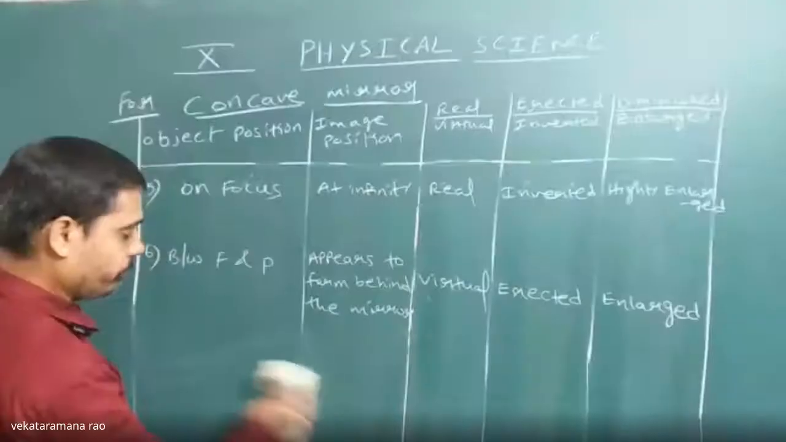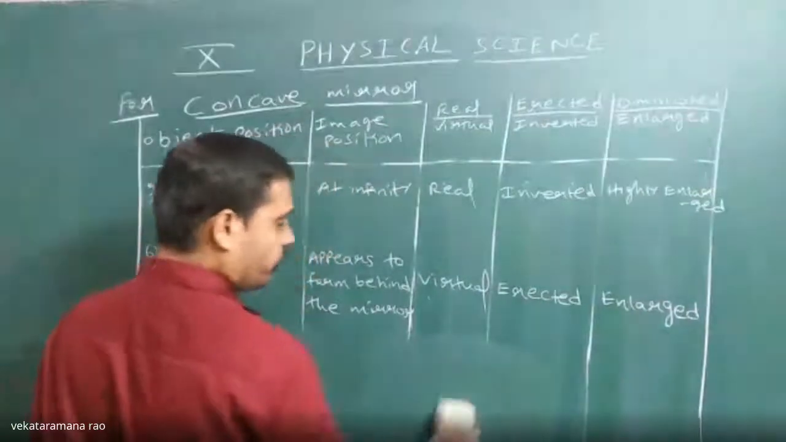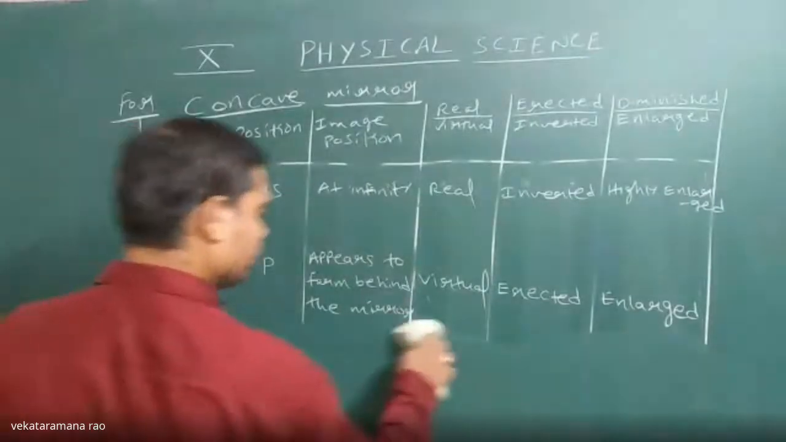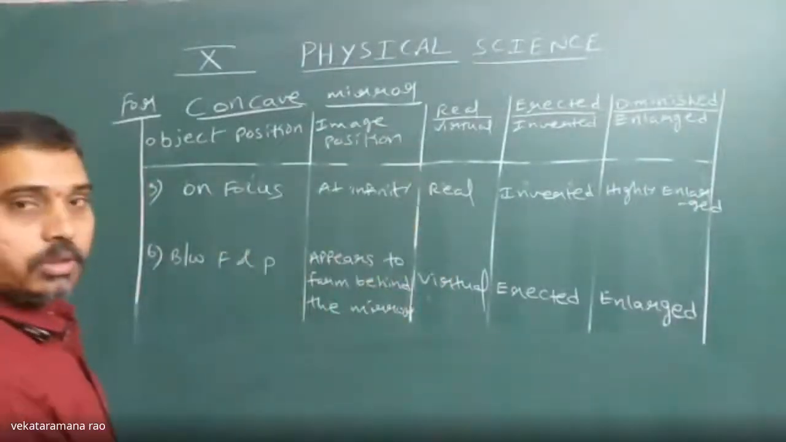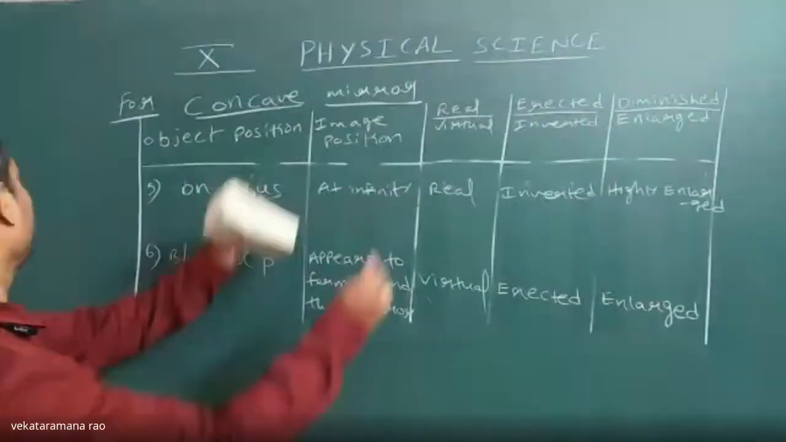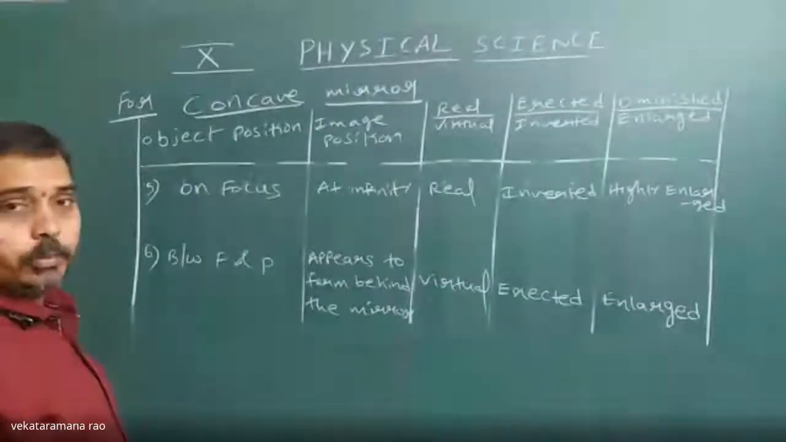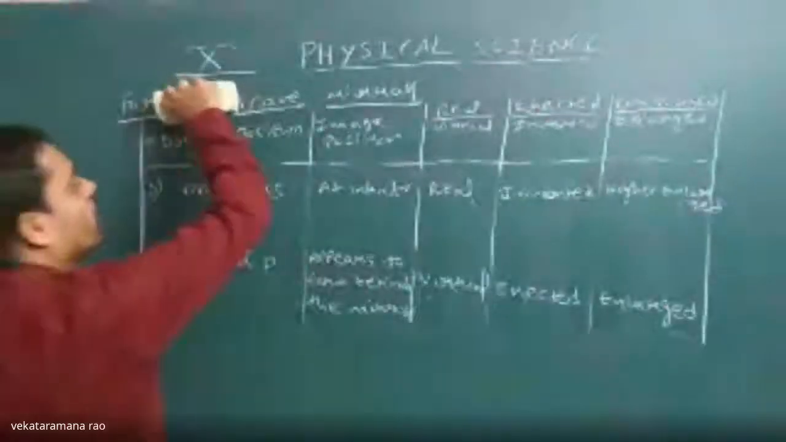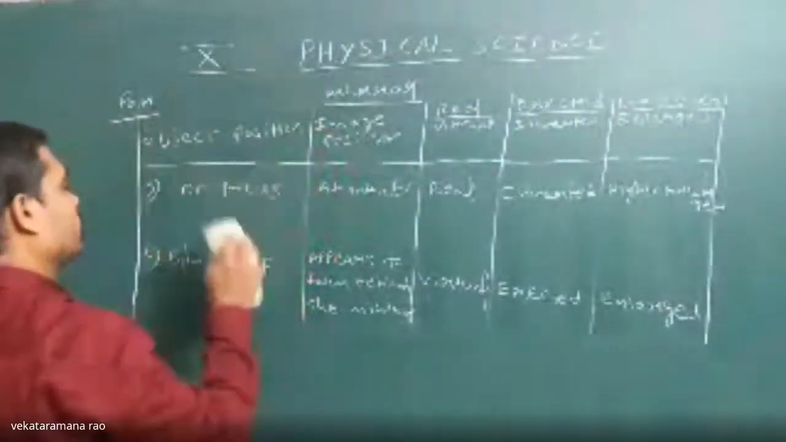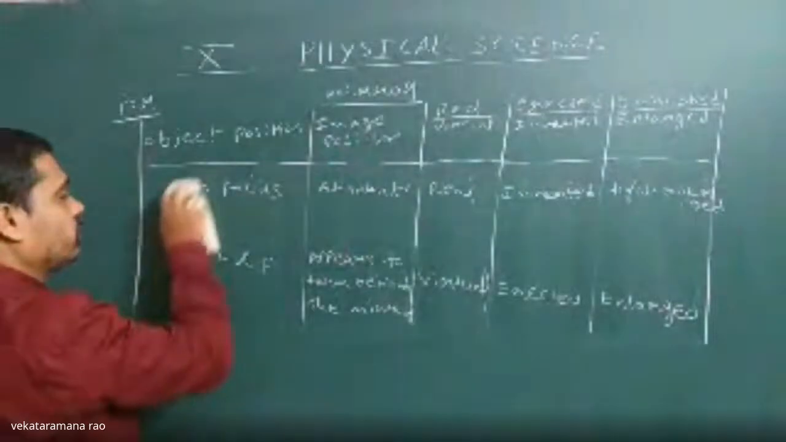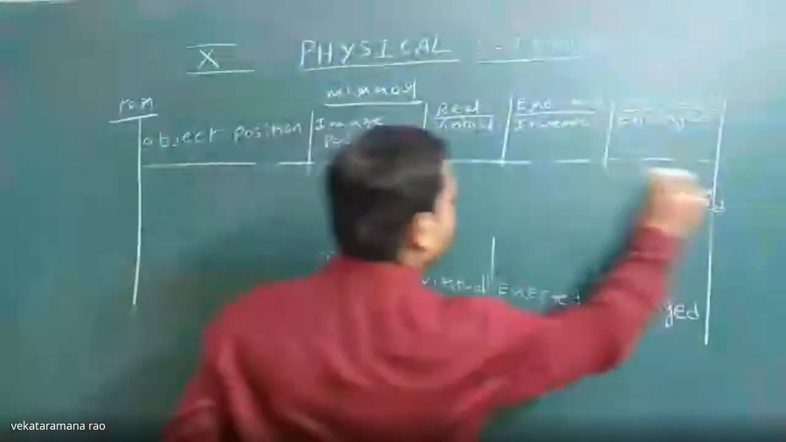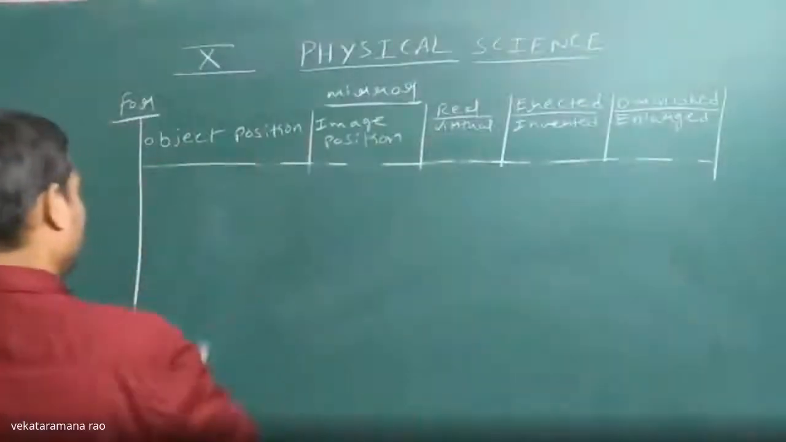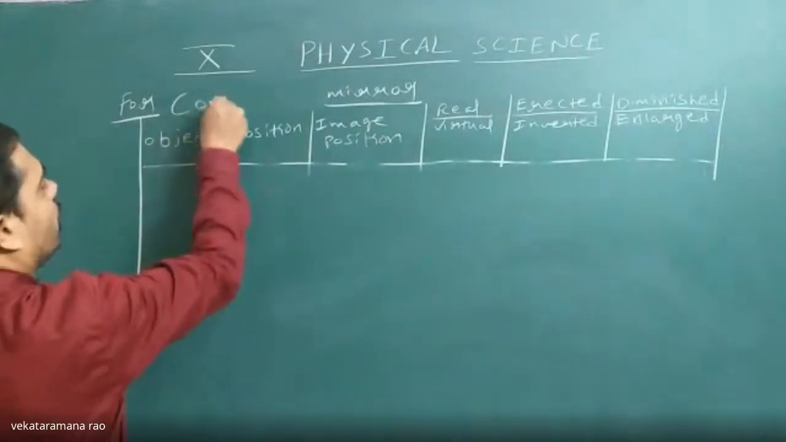Now, we have to go for the convex mirror. For the convex mirror, how many object positions are possible? Only two. So let us write all the object positions and image positions for the convex mirror.